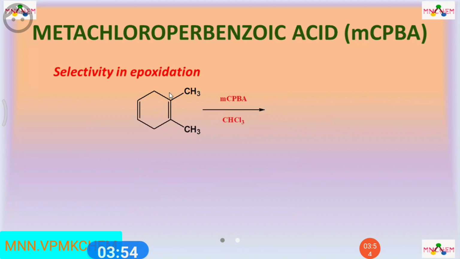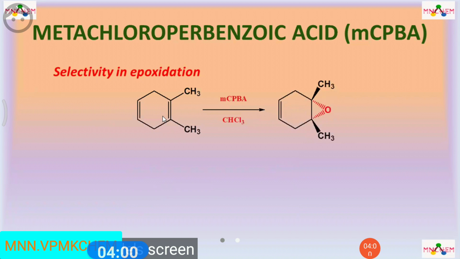So a highly substituted alkene undergoes epoxidation, and the product formed in this reaction is like this. We can also write another isomer of this, where the oxygen or epoxide ring is above and these methyls are going back.